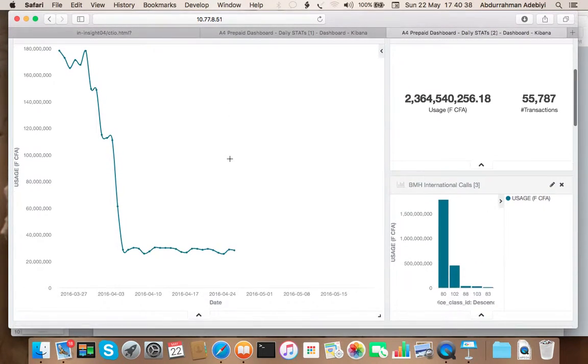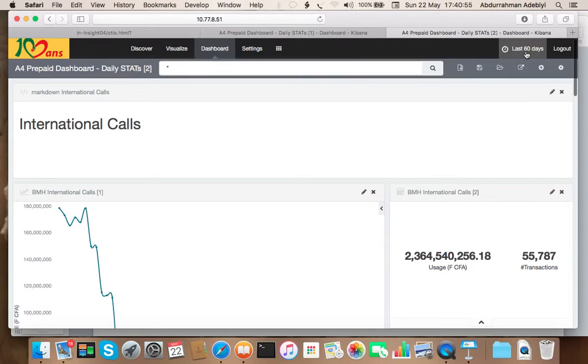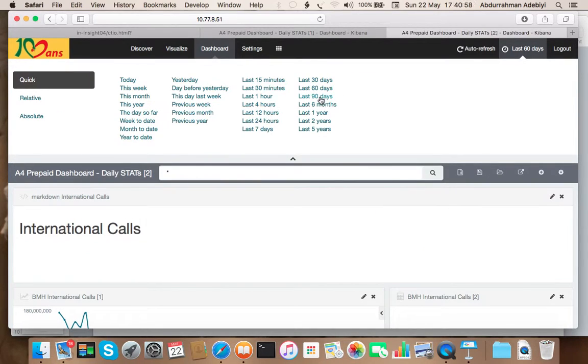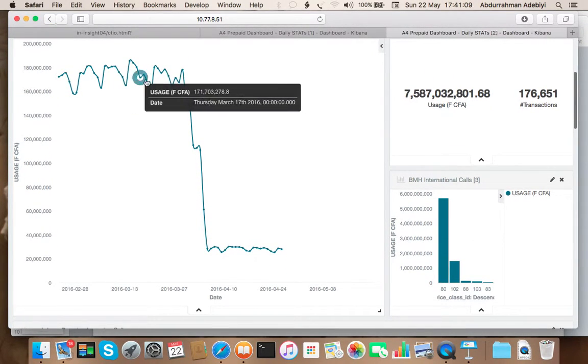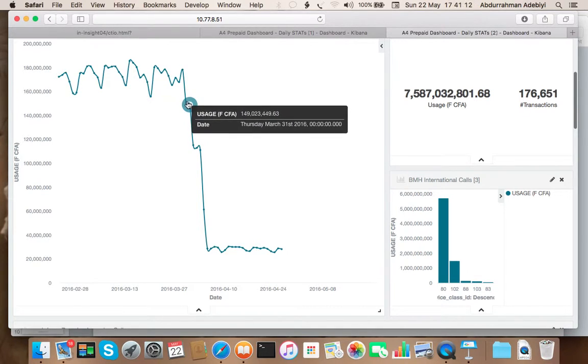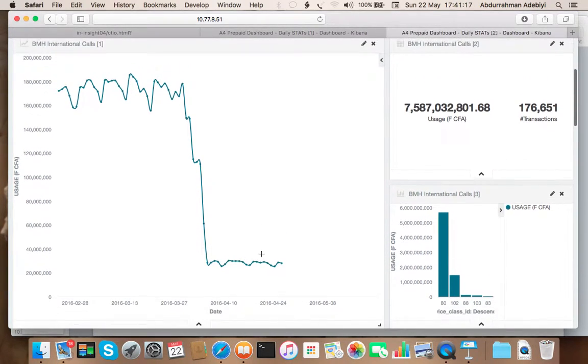On international calls, we've seen a dip from Wednesday, April 6th. It started falling from the 1st of April. Let's check if we have more days for comparison. Maybe we have some in March. Yes, we do have some in February, but international calls have been dropping since the 31st, and this needs to be looked into.